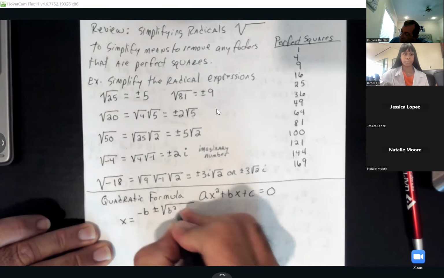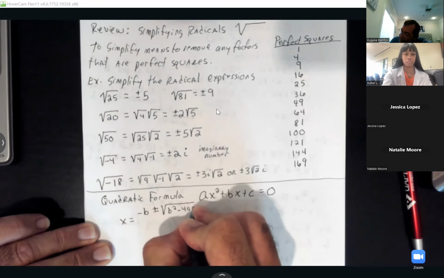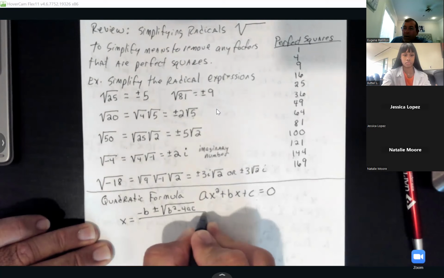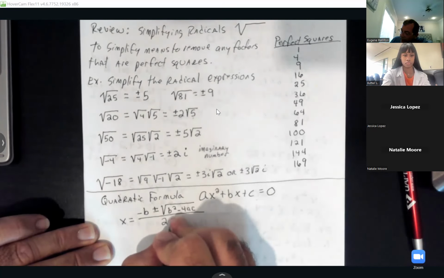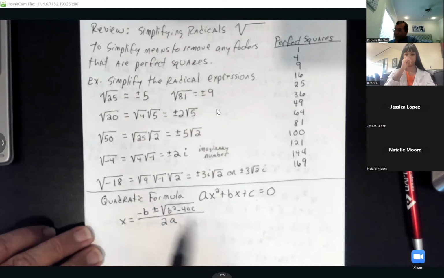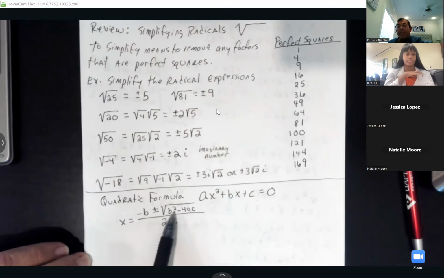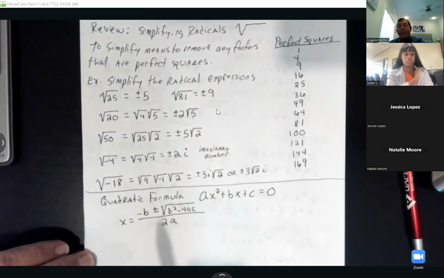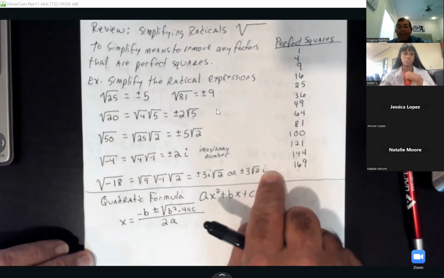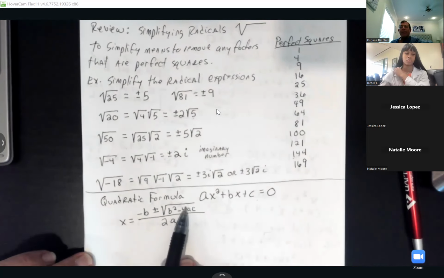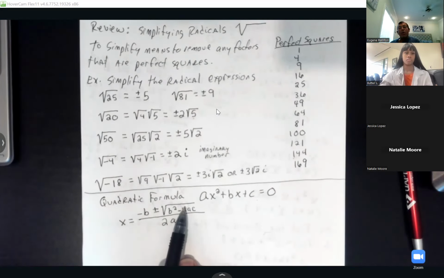And then it's b squared minus 4ac, all of this over 2 times a. With this b squared minus 4ac, if that ends up being a positive number, we'll get 2 real answers. If the b squared minus 4ac ends up being a negative number, then we're going to get 2 imaginary answers. So that radical determines whether I get real numbers or imaginary numbers, okay?